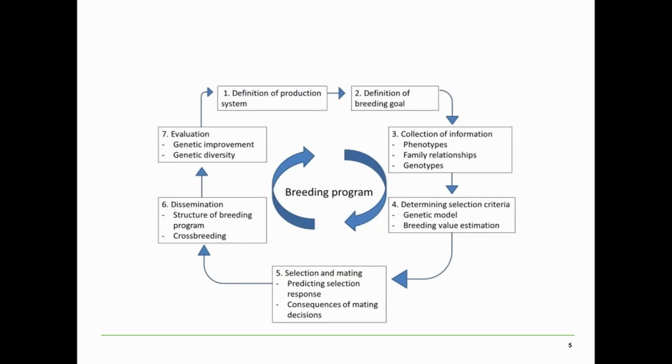So we want to achieve progress, but we want to achieve progress that is sustainable, so that we do not destroy the population in 1, 2, or 3, or 10 breeding program cycles. So the sustainability of the breeding program is also of great interest.